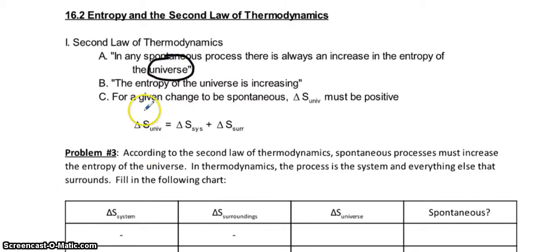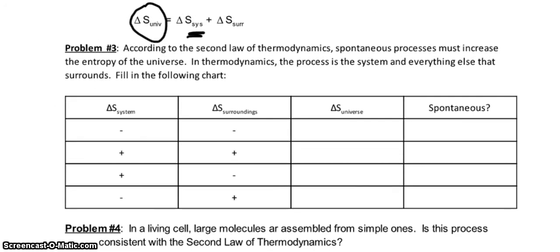So what is the entropy of the universe? It is the system and the surroundings. Normally we just look at the system and wonder what's going on with just the system. Well, we have to consider the system and the surroundings. So let's fill this in here. According to the second law of thermodynamics, a spontaneous process must increase the entropy of the universe. The process is the system and everything that surrounds it. So the system plus the surroundings will equal the universe.